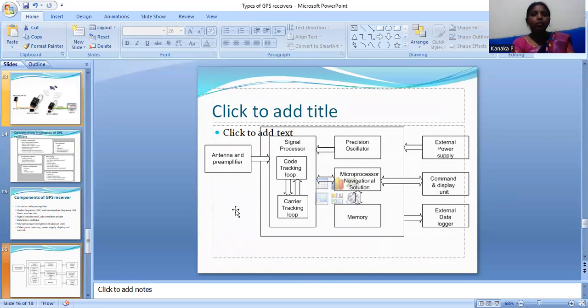So the next main topic is total station. Total station is nowadays mostly used for many constructions.